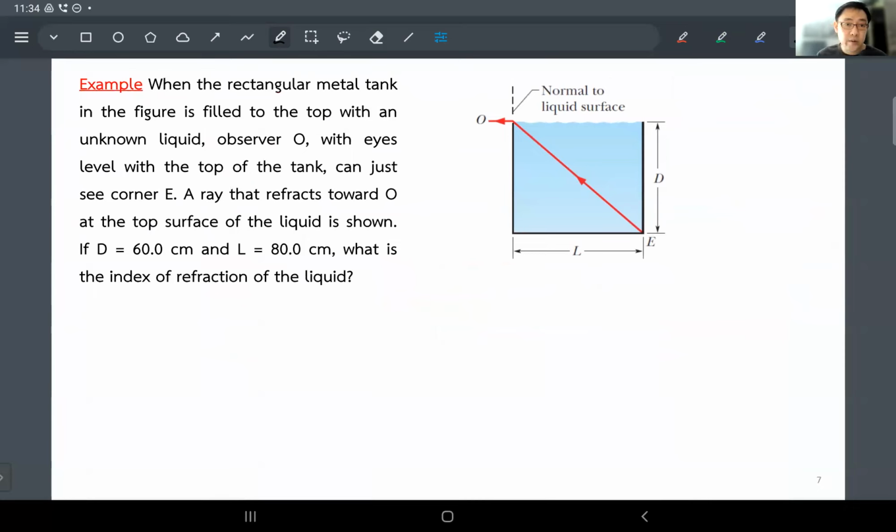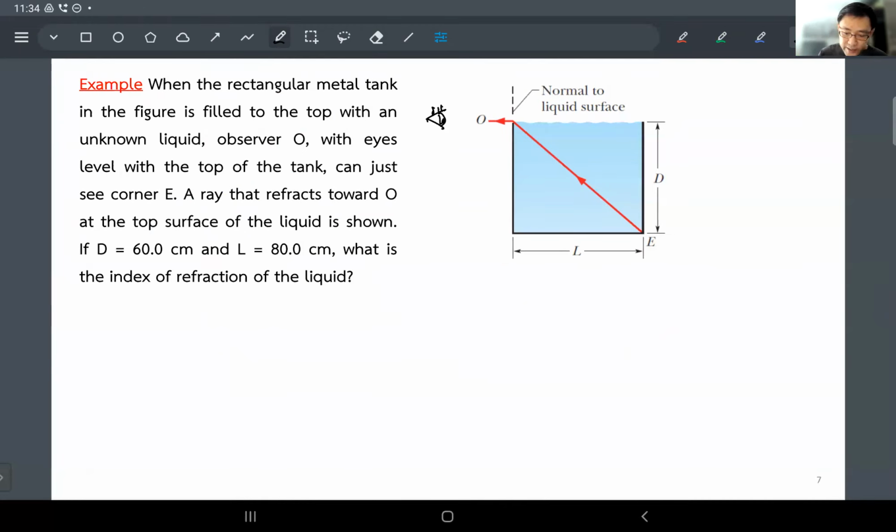When the rectangular metal tank in the figure is filled to the top with an unknown liquid, observer O with eyes level. So this means it's just like, try to look at this one here. Like here. Just see the corner of E. So don't forget, eyes just see whatever light hits the retina, so it doesn't really know where the source of light is.